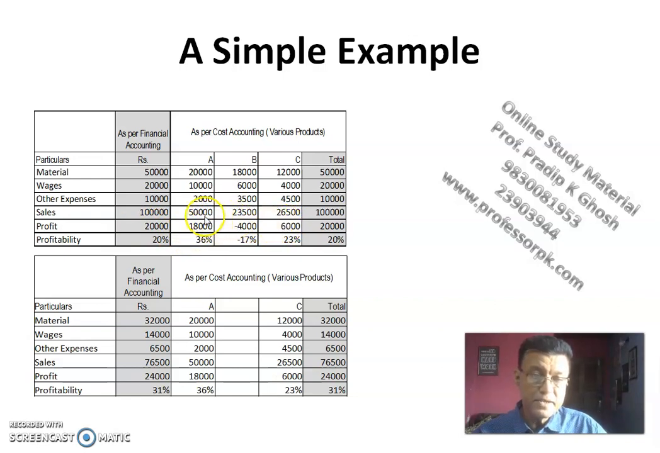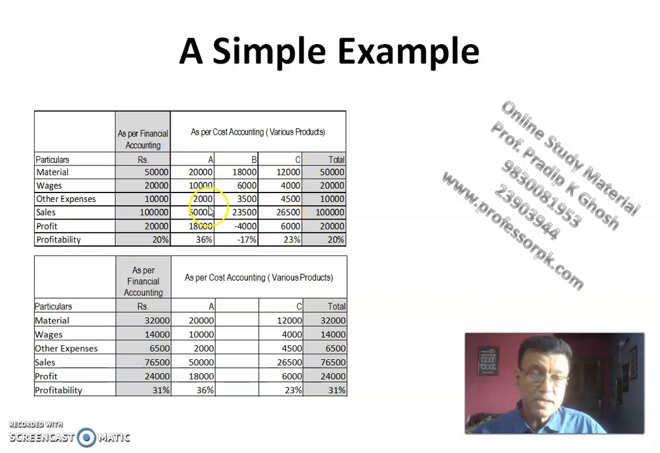Now you find that for product A, if I deduct from 50,000 the material cost of 20,000, wages of 10,000 and other expense of 2,000 rupees, then I have a profit of 18,000 rupees. Similar way, I have profits for product B and also profit for product C.